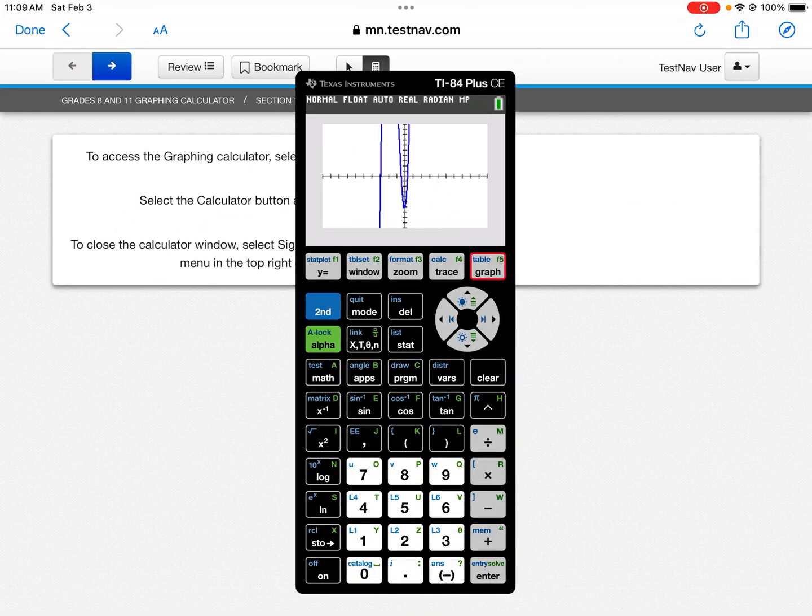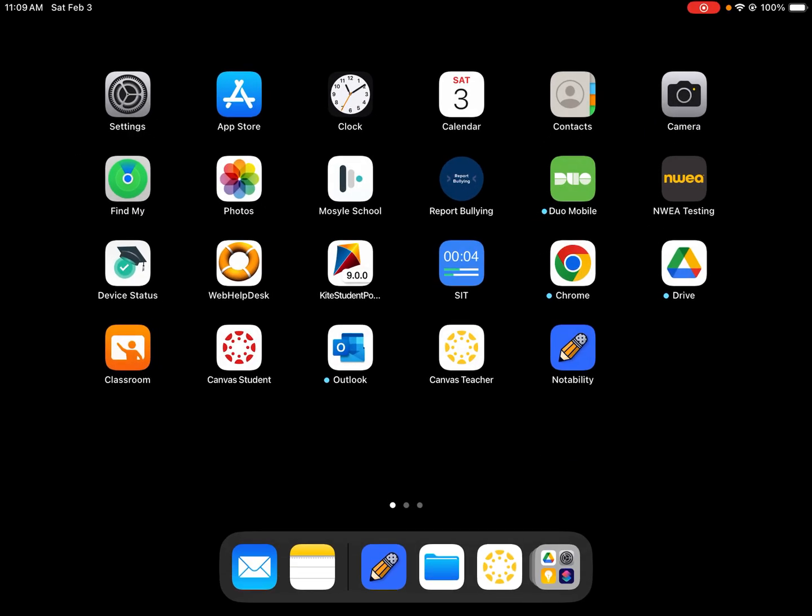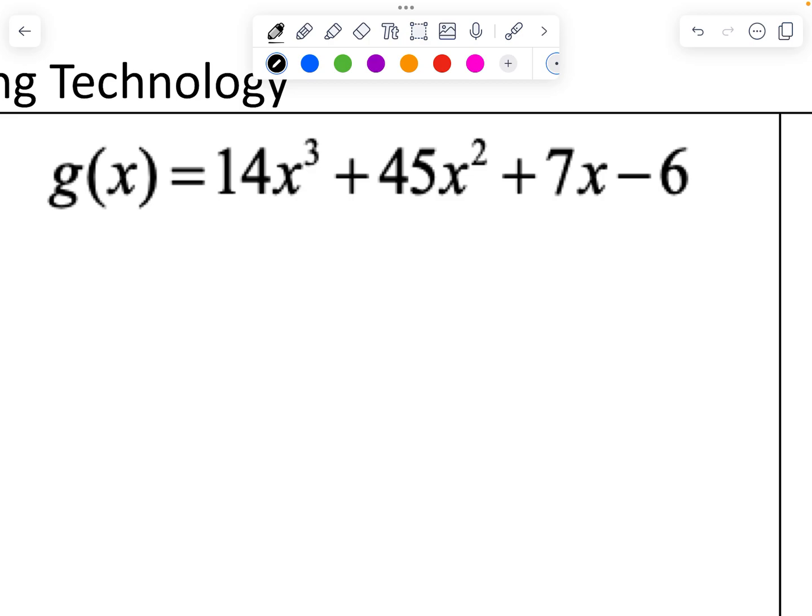That looks like it at least hits at -3. That's nice. It hits at -3 because that's where we have our 0. See here? So we know to use -3. So we're going to put -3 in there.